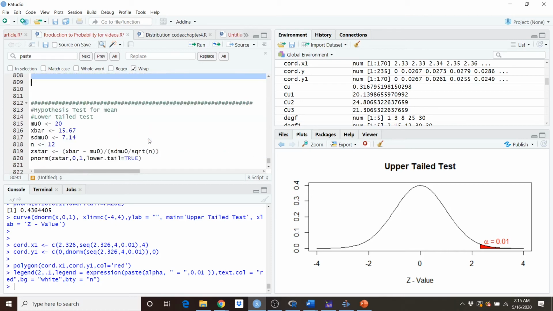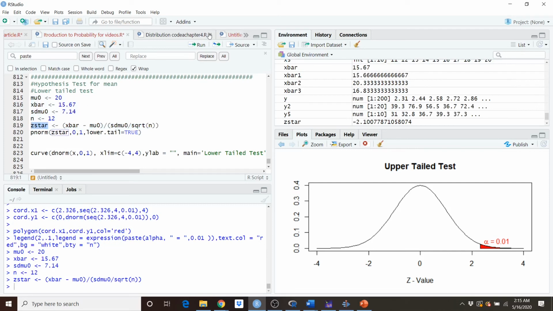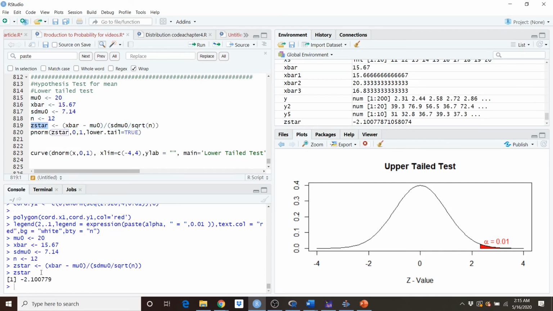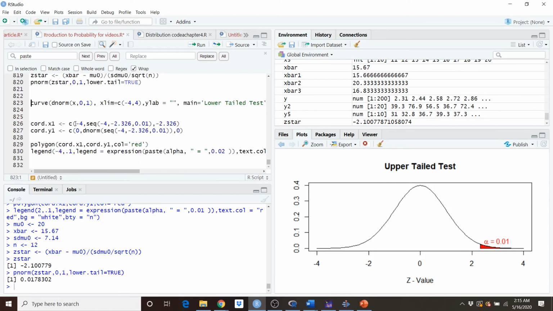Now, let's look at our lower tail test. Again, mu0 is still 20. X bar, however, has changed to 15.67. Standard deviation is still 7.14. N is still 12. We'll run this so we can get our z star value. And here, our z star value, we said, was negative 2.10. If we look at our pnorm, our z star, 0, 1, lower tail equal true, we get a p-value of 0.0178. And so what does this look like from a graphical perspective?